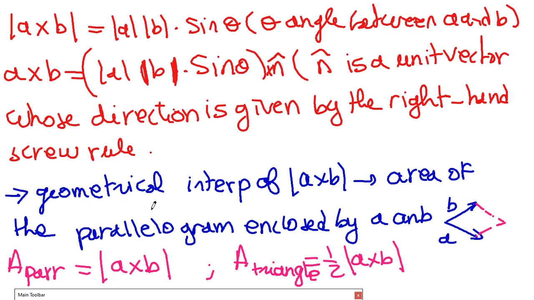What is the geometrical interpretation of the magnitude of A × B? The magnitude of A × B is the area of the parallelogram enclosed by A and B. Because if I have those two vectors A and B, and I draw a parallel vector from here and from here, I will have a parallelogram. So to find the area of a parallelogram, it's enough to find the magnitude of A × B. And you know that half of the parallelogram is a triangle. So how are we going to find the area of the triangle? It's half the magnitude of A × B.